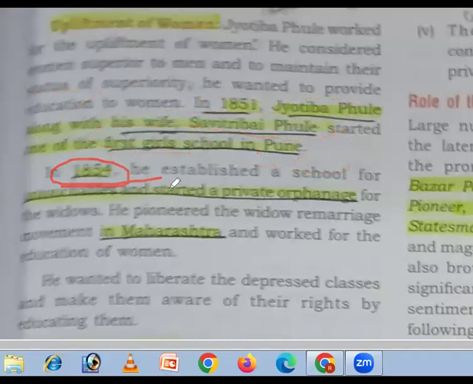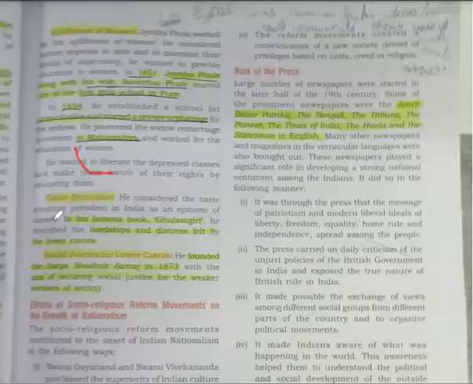In 1854, he established a school for untouchables and started a private orphanage for the widows. He pioneered the widow remarriage movement in Maharashtra and worked for the education of the women. Now, caste system, caste structure. He considered the caste structure prevalent in India as the epitome of slavery, in his famous book, Gulamgiri. He described the hardship and the distress felt by the lower castes.